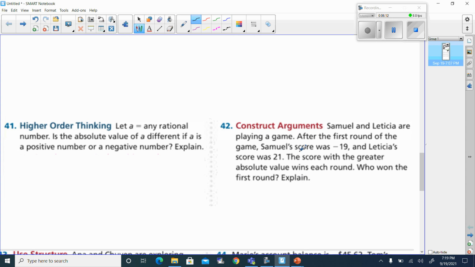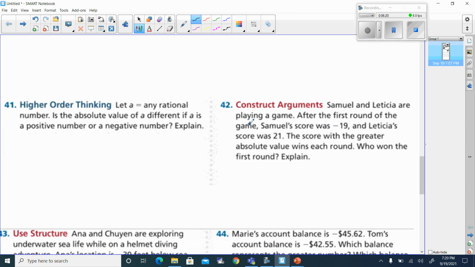Number 42. Samuel and Letitia are playing a game. After the first round of the game, Samuel's score was -19, and Letitia's score was 21. The score with the greater absolute value wins each round. Who won the first round?